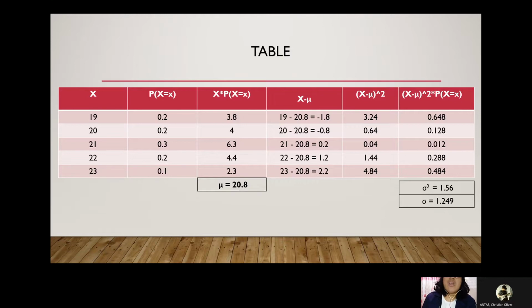Once you've got that, we just add it up to get the variance. Once we've added up, the variance is 1.56. Then we take the square root in order to get the standard deviation. So the square root of 1.56 is 1.249. So that is it for question number two. Next slide, please.